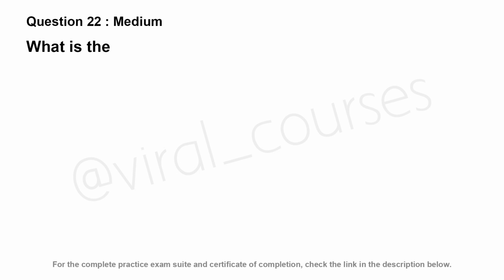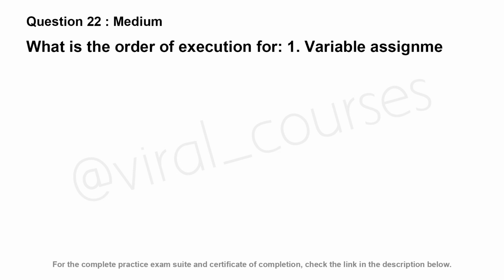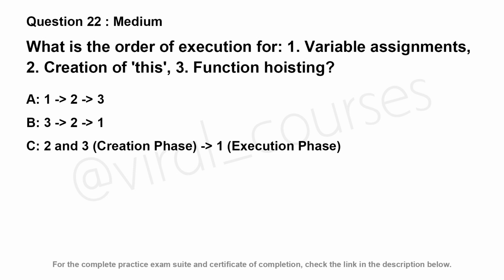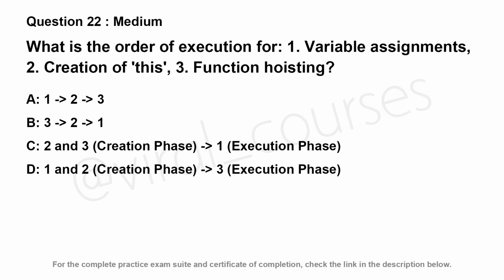What is the order of execution for 1. Variable assignments, 2. Creation of this, 3. Function hoisting? Option A. 1 to 2 to 3. Option B. 3 to 2 to 1. Option C. 2 and 3, creation phase, to 1, execution phase. Option D. 1 and 2, creation phase, to 3, execution phase.